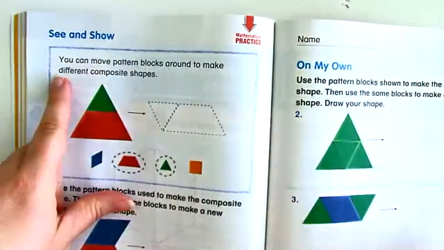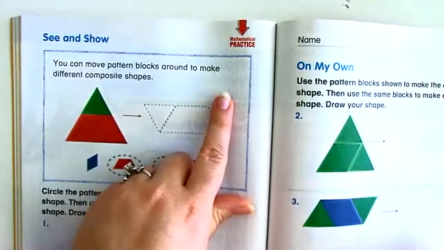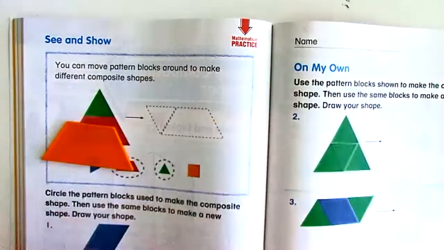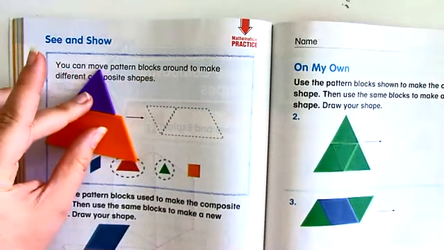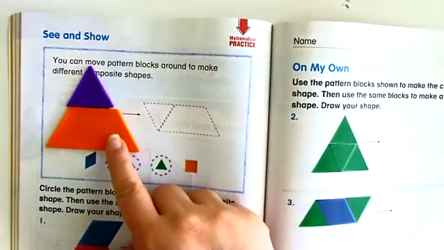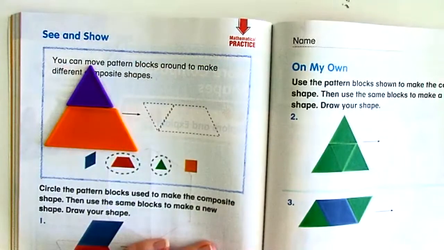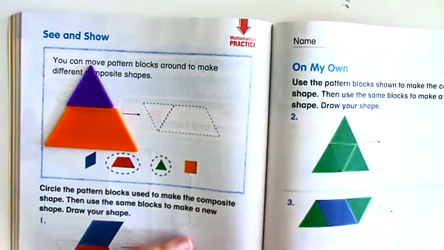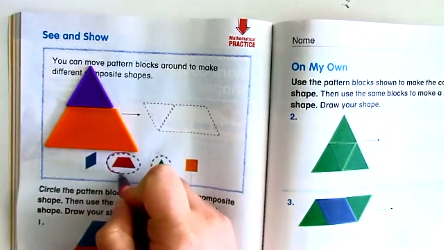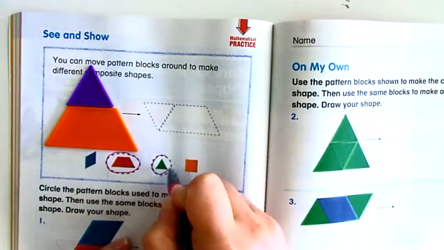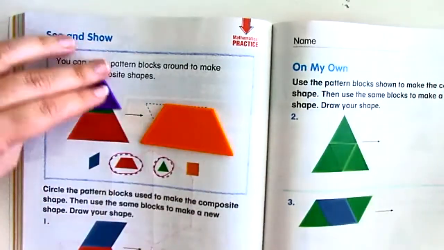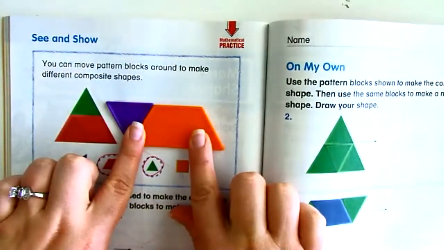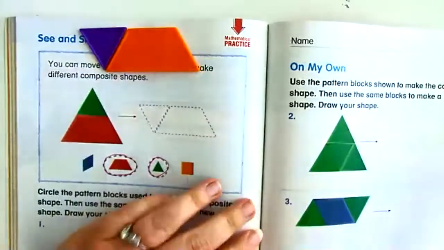See and show: you can move pattern blocks around to make different composite shapes. For example, they're saying, let's go ahead and start with a trapezoid and a triangle. And if we put them together, we make a bigger triangle. Well, I want to take this composite shape and make a different one with the same shapes we had. So we're only going to use the trapezoid and the triangle. And if I just move my shapes around, my two-dimensional shapes, I end up with a whole new composite shape. And that's what we have drawn down here.